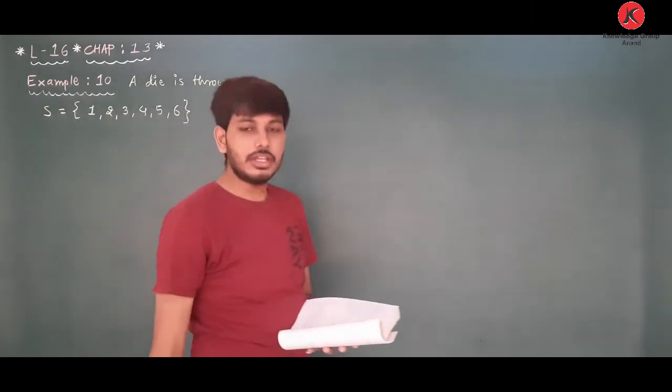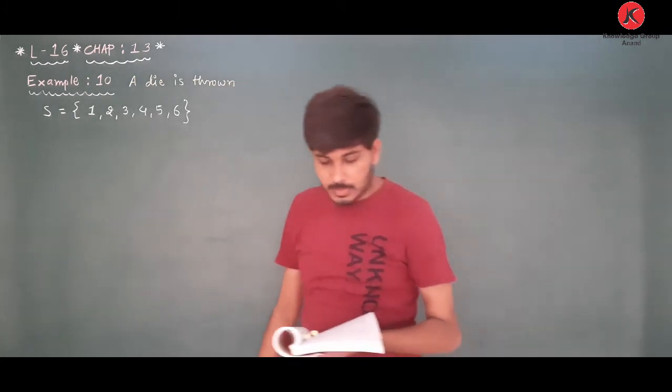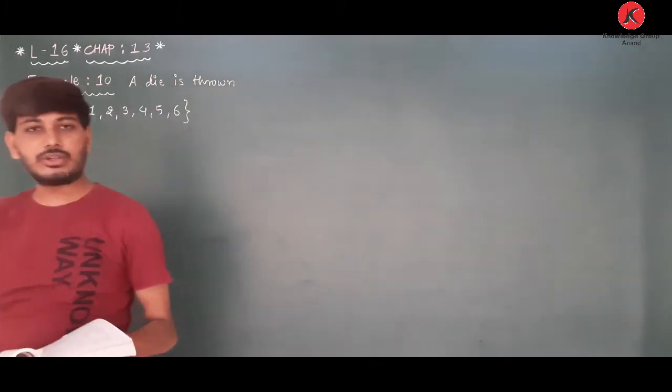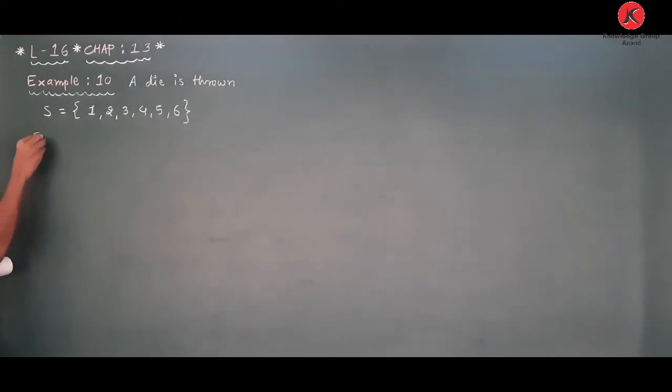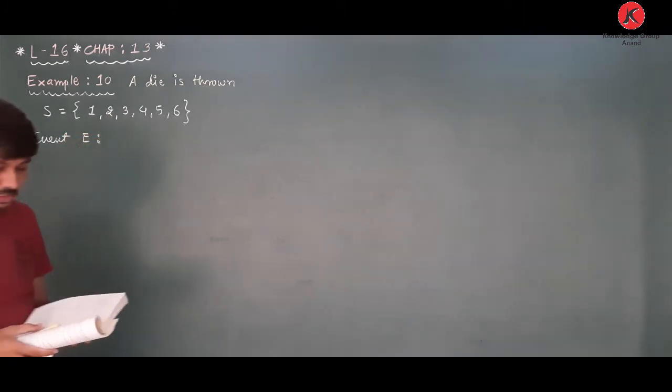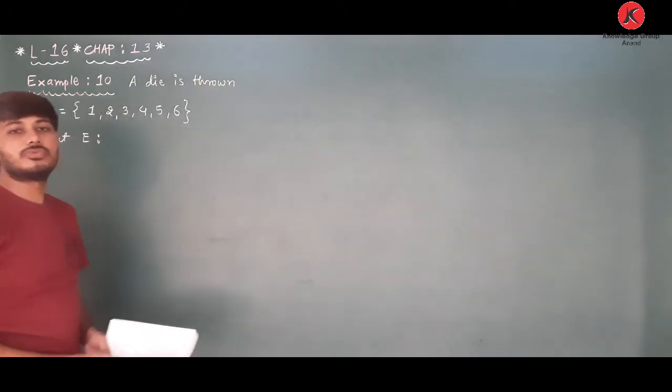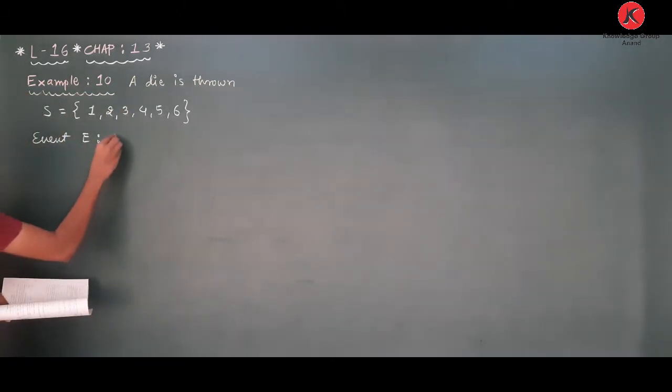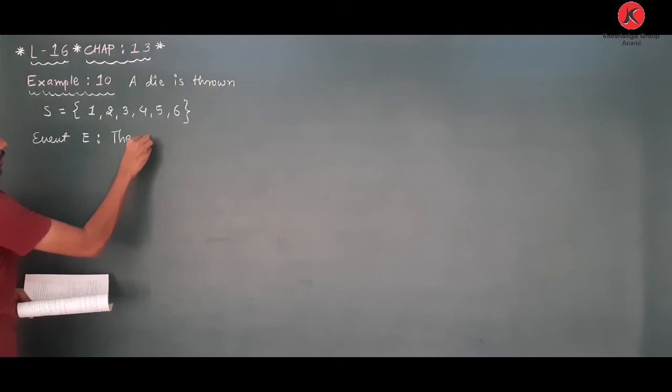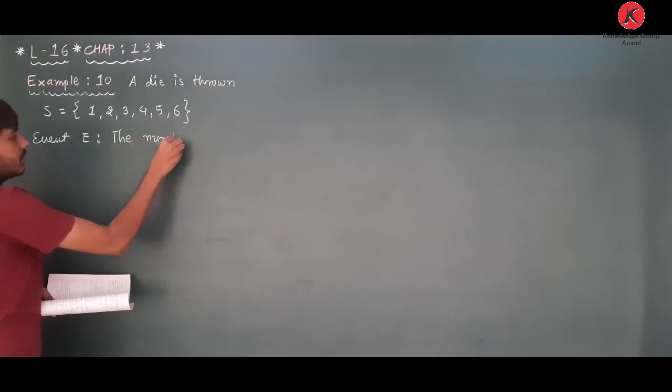Okay, if E be the event, we have given the event a name, event E. What is event E here? Here event E is: the number appearing is a multiple of 3. Write down the event E.